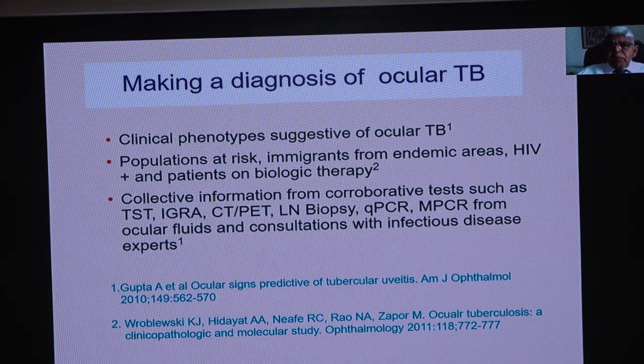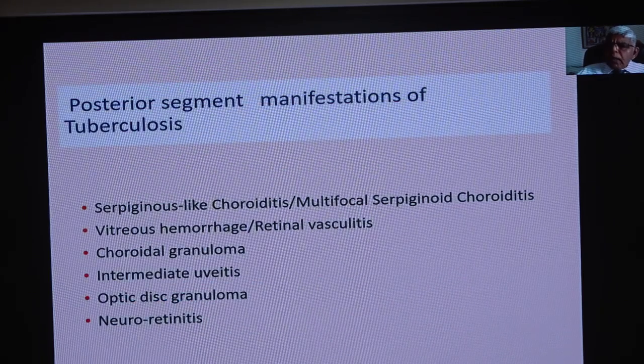Then, specifically in populations at risk, like a high incidence country like India, patients living with HIV, or patients on biologic therapy, I'm not against doing tests like the skin test, immunological test, radiological test, or PCR, or using available evidence from any tissue, like lymph nodes or extrapulmonary tissues. You must collect information from a variety of these sources and consult an infectious disease expert to reach a diagnosis of TB uveitis. Now, what are the clinical phenotypes?